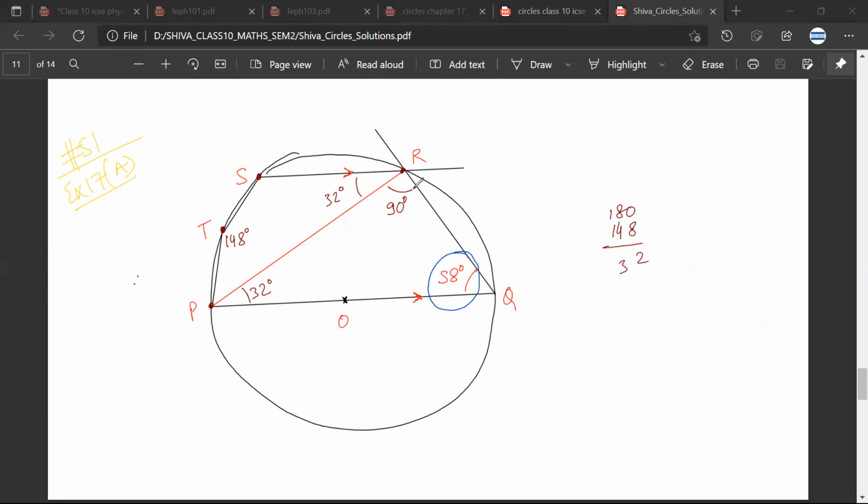This is 90 degrees because this is the diameter. The diameter subtends an angle of 90 degrees at the circumference. We found 32 degrees. Then we said that this line is parallel and this is a transversal. Therefore this is 32 degrees. So 32 degrees plus this angle, these are the opposite angles. The sum of these two angles would be 180 degrees. Any doubt? No doubt. Great.